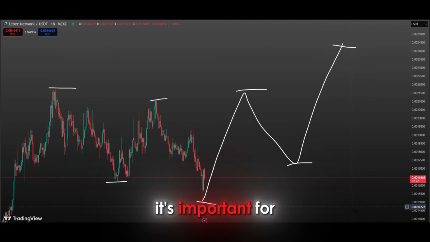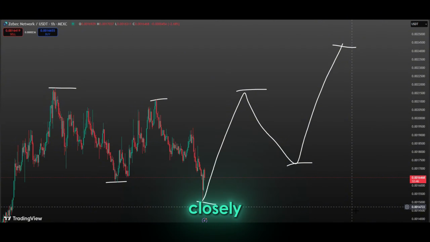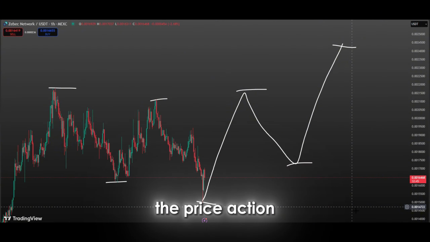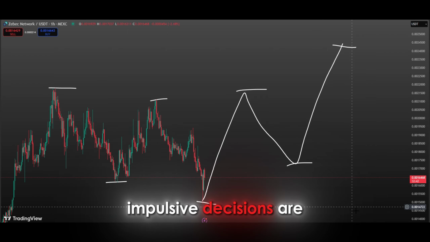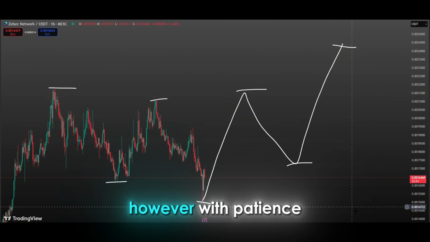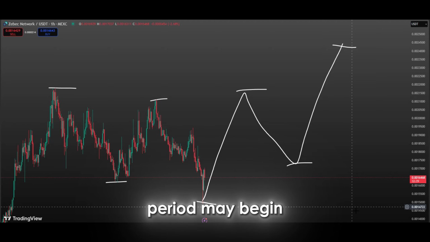In this context, it's important for investors to be patient, closely monitor the new structures forming in the price action, and avoid making hasty decisions without confirmation signals. In technical analysis, impulsive decisions are often misleading. However, with patience and the right formations in place, a highly profitable period may begin.